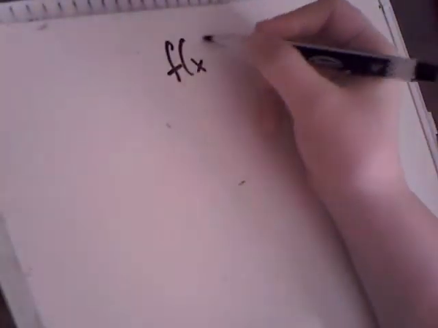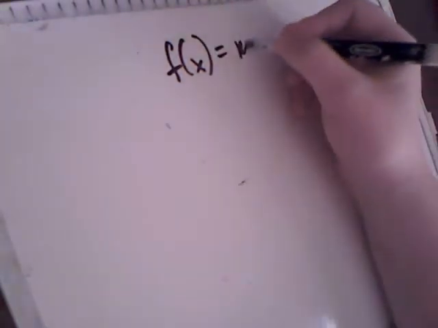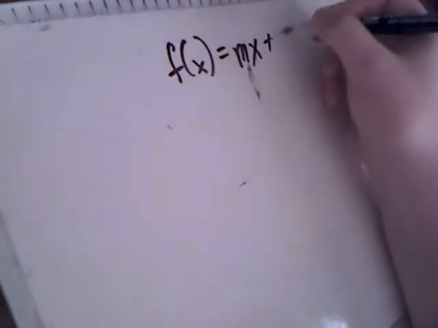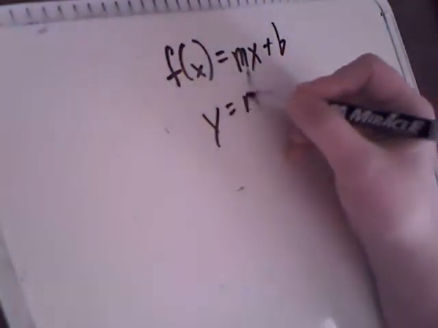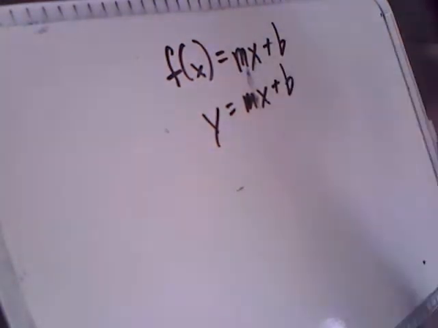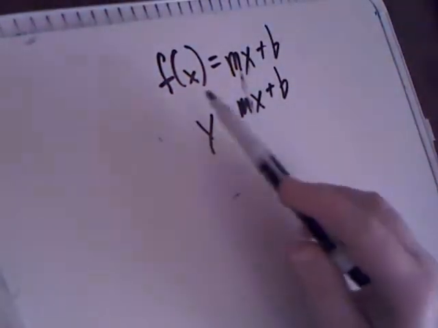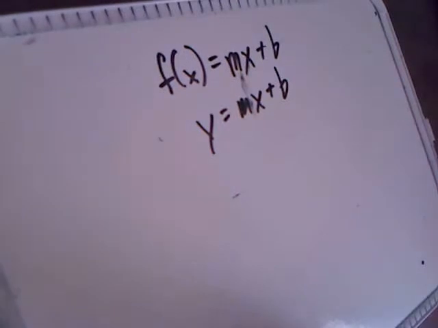This video is going to talk about linear functions. Linear functions are actually very, very similar to linear equations. Here is an example of a linear function. And as you may notice, it is super similar to a linear equation. The only difference is that this one says f of x and this one says y, but they both have mx plus b. Let's talk about how this works.